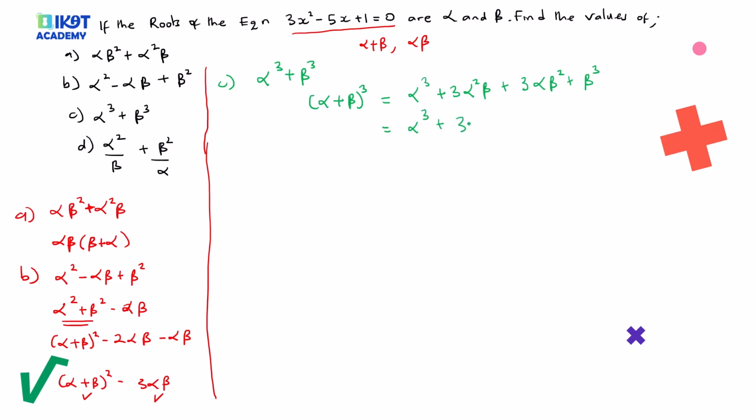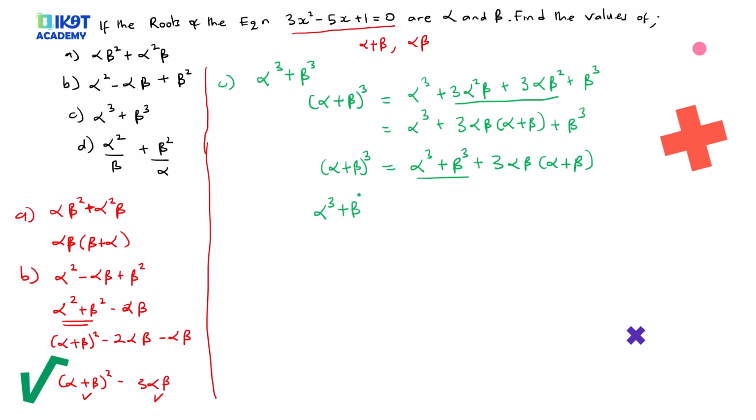So now I will have alpha cubed, but I can simplify this to have 3 alpha beta into alpha plus beta. From this, I've pulled out 3 alpha beta, collecting like terms. Then I'll bring this side. So I have alpha plus beta cubed is equal to alpha cubed plus beta cubed plus 3 alpha beta into alpha plus beta. So I'll make this the subject.